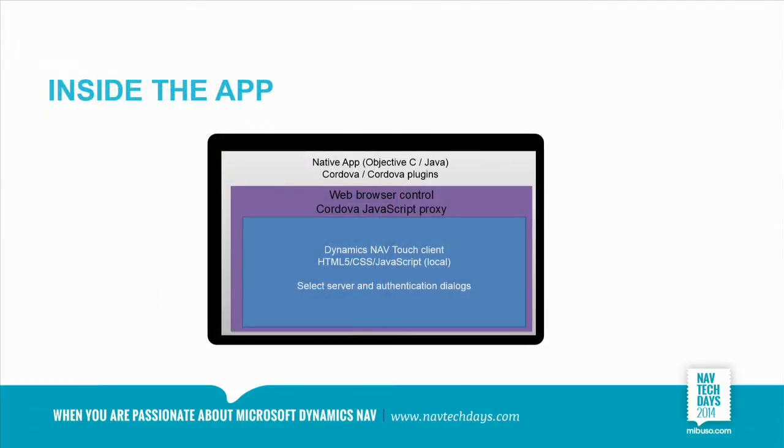So inside the app, it looks like this. This is an illustration of what I was just saying. Here you have our tablet client, which is basically the web part of it, and we have a browser control inside, and then the native app, which is the Cordova part. In iOS it's Objective-C, on Android it's Java, and on the Windows platform it's a WinJS application.